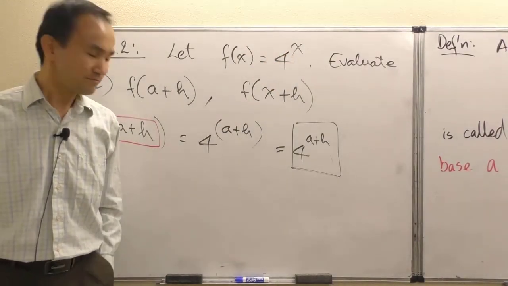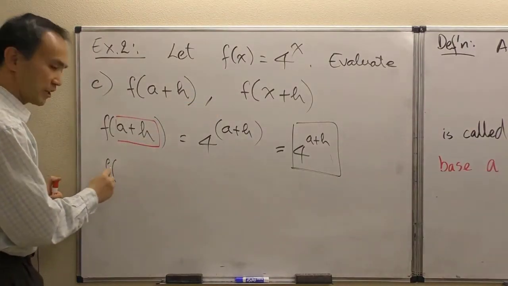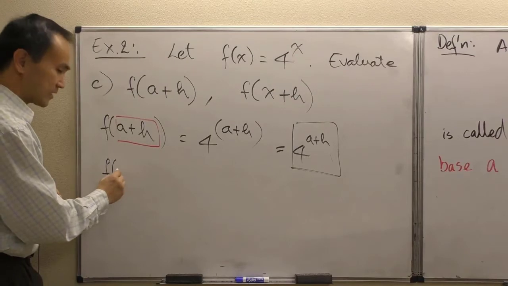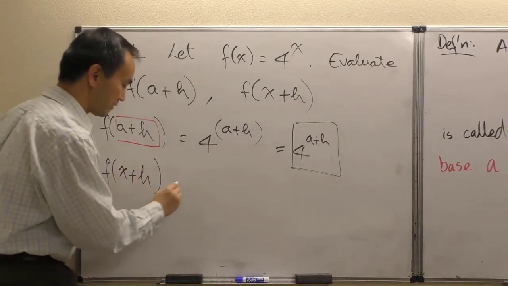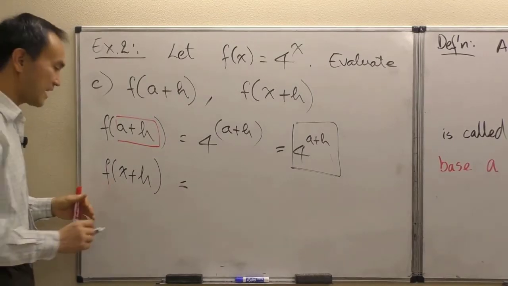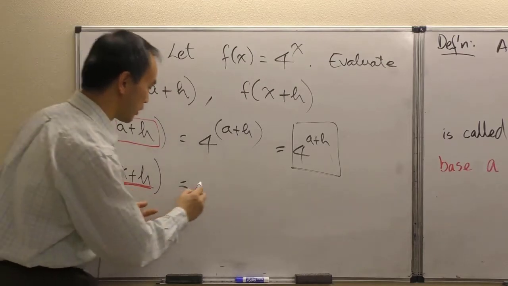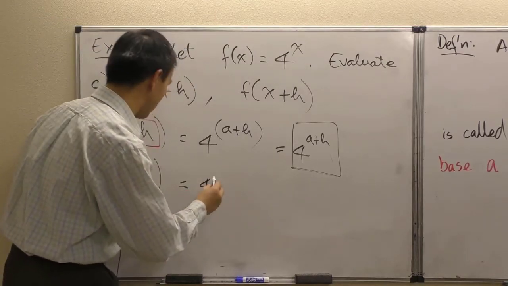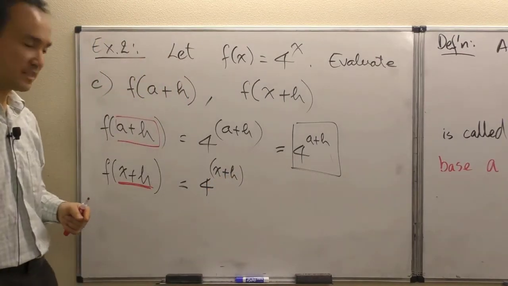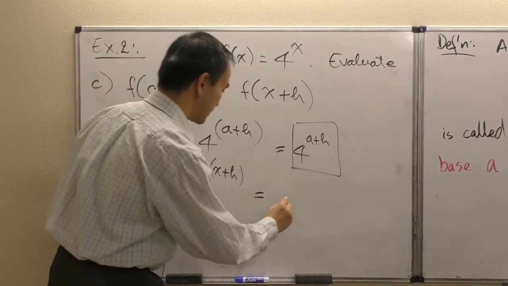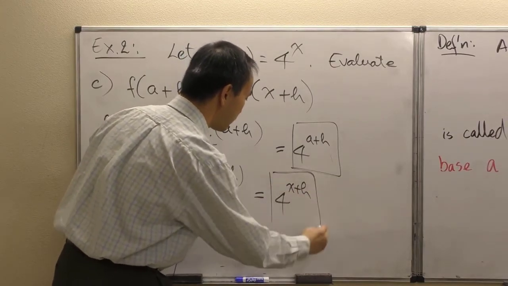Okay. So let's do the other task for this particular problem in part C right here. So f of x plus h. Just like that, I'm going to take the whole underlying expression right here and throw that into my function. So it's now 4 being raised to the power x plus h. And then without the parentheses, it's going to be 4 to the x plus h. We're good to go for that one.